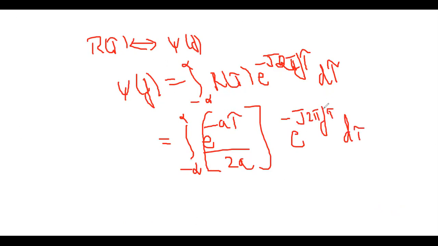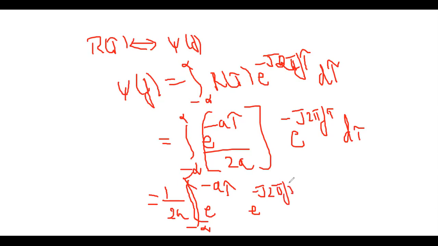So now the bases are the same, and the exponent in both is tau. So 1 by 2a into e power minus a tau, integral from minus infinity to infinity of e power minus j 2 pi f tau d tau. So now you can see it is the formula for the Fourier transformation of e power minus a tau. What is the Fourier transformation of e power minus a tau? 1 by a plus j omega.